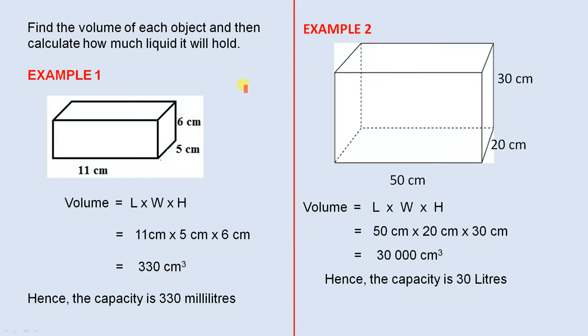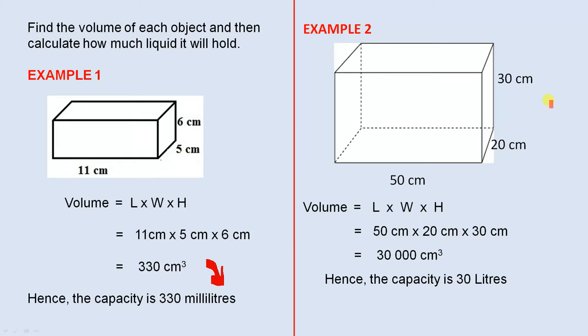Find the volume of each object and then calculate how much liquid it will hold. The first example, this prism here is 11 centimetres long, 5 centimetres wide and 6 centimetres high. There's the formula for volume. We multiply the measurements together and we get 330 cubic centimetres. Hence the capacity is 330 millilitres. And you can check on the first slide that that is the case.